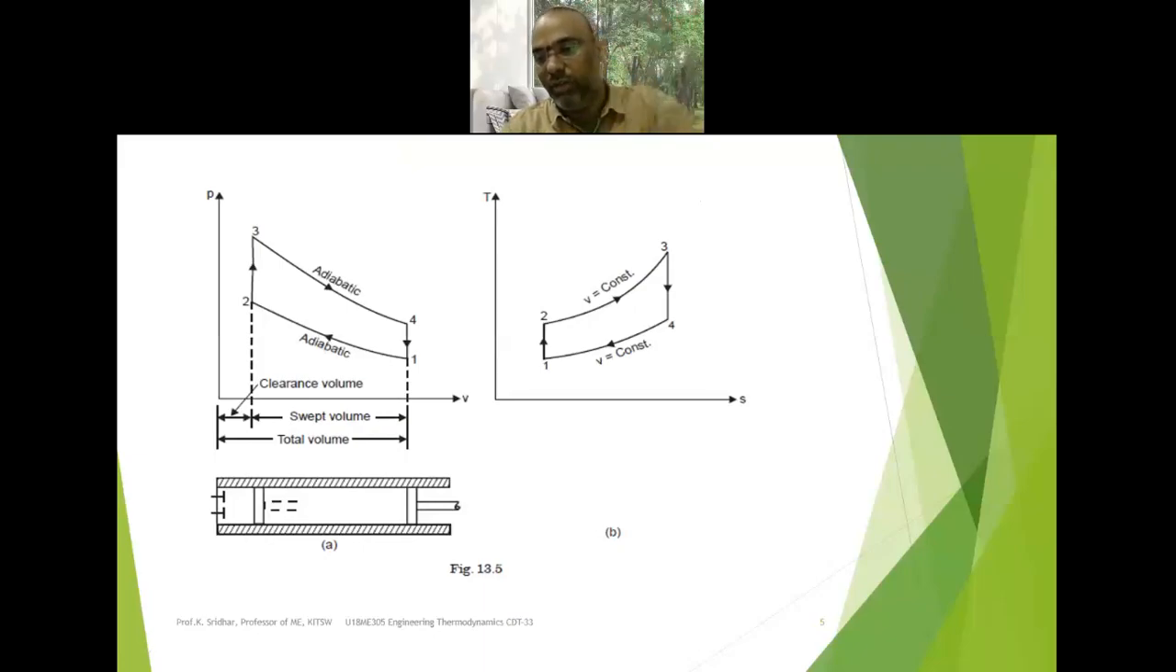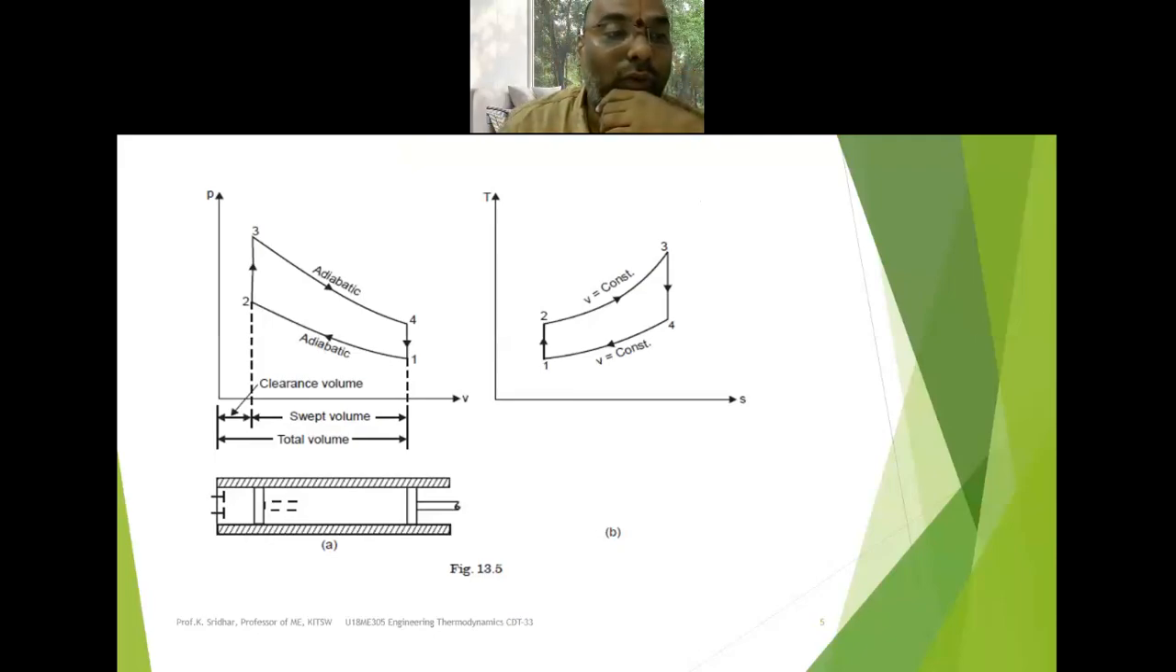The piston is always reciprocating inside the engine. Whenever the piston moves from one dead center to the other dead center, the volume swept by the piston during its movement from one dead center to another is nothing but the swept volume.